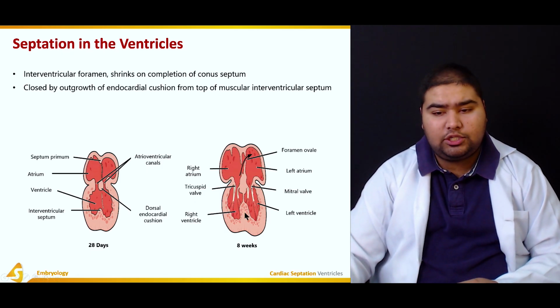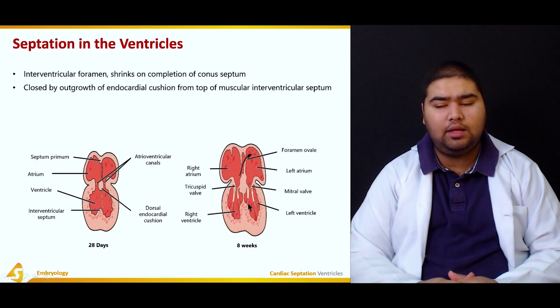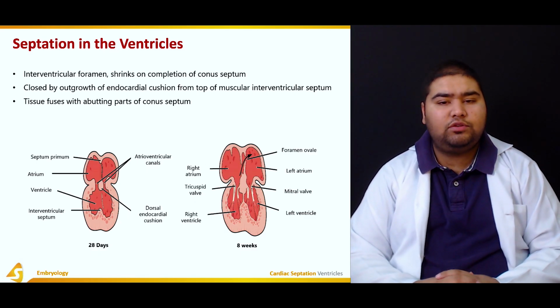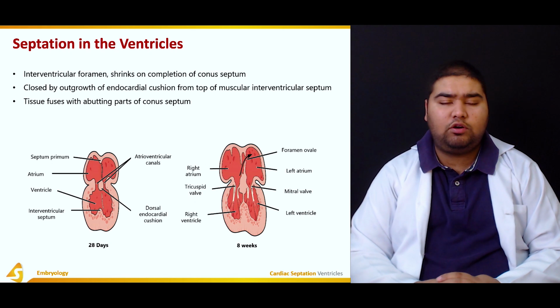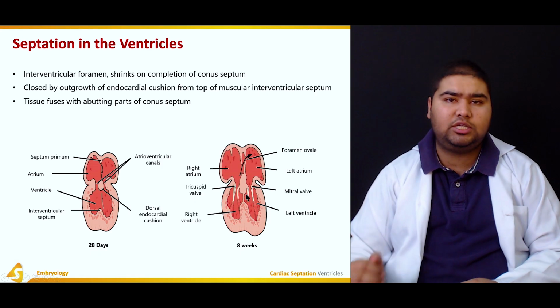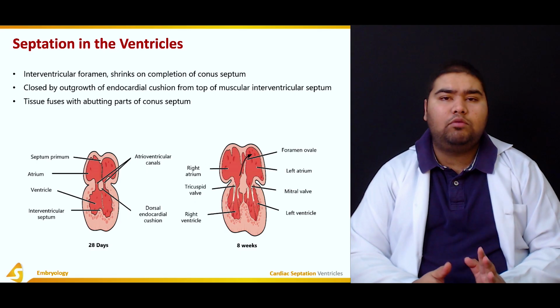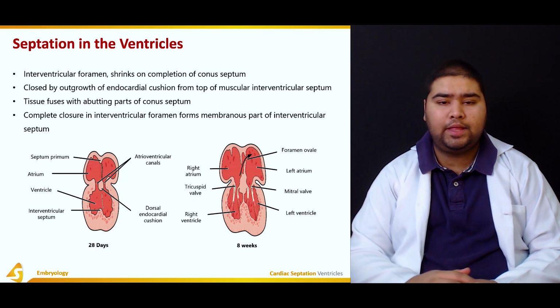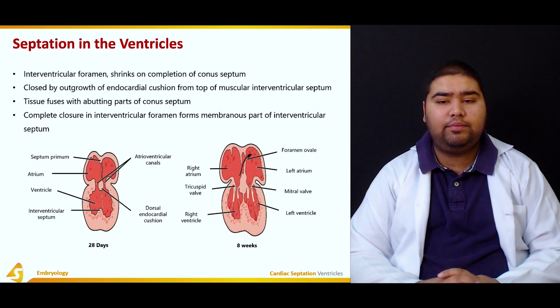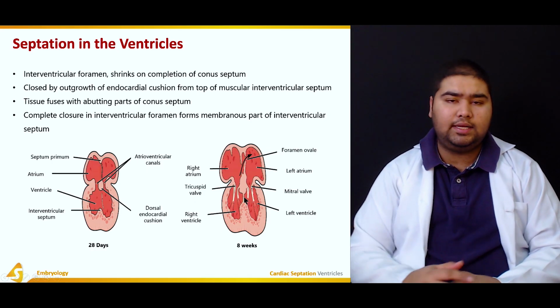So tissue from the top of this muscular interventricular septum goes on to close off this interventricular foramen. Now this tissue fuses with the abutting parts of the conus septum, so that it can completely wall off the ventricles. Complete closure of the interventricular foramen forms the membranous part of the interventricular septum, and this is now the membranous part of the interventricular septum.